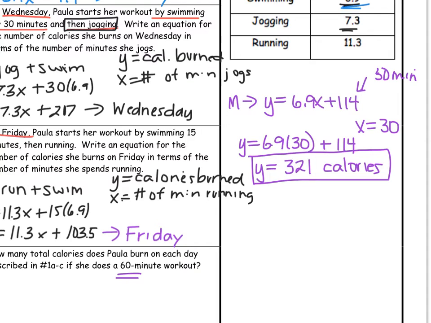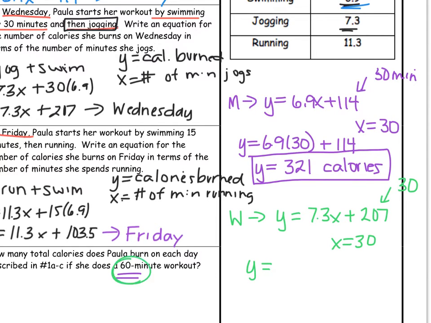Okay, if we take a look at Wednesday, the equation we had for Wednesday was y equals 7.3x plus 207. This 207 included 30 minutes of swimming, which means that she had to jog for 30 minutes. So when we plug in 30 for x, because again, it was a total of a 60-minute workout each day, it's 7.3 times 30 plus 207 for the amount of time she spent swimming. And when we work that out, we end up getting 426 calories on Wednesday.